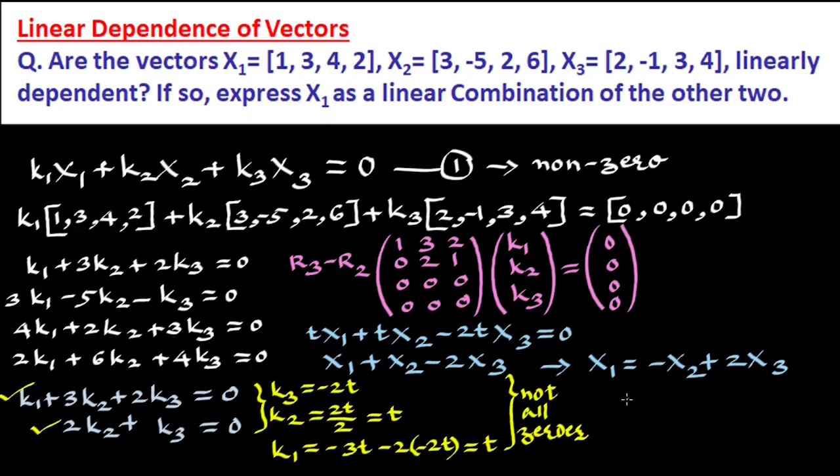Here rank of coefficient matrix R is 2 because there are two non-zero rows. Therefore we can write x1 as a linear combination of two vectors x2 and x3. Therefore we can express x1 in terms of two linearly independent vectors x2 and x3. Moreover, k1, k2, k3 being not all zeros, given vectors are linearly dependent.